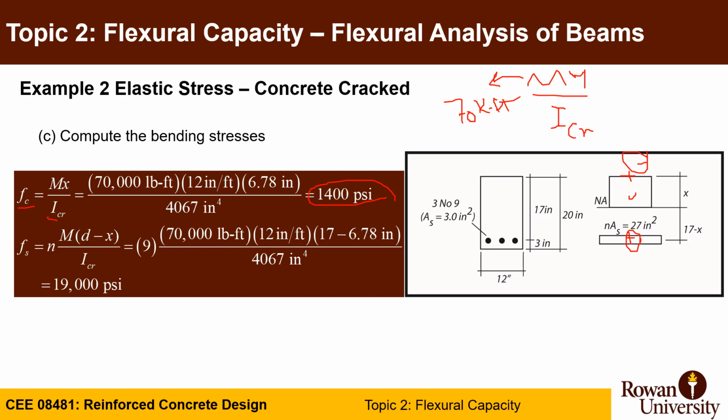If you want to calculate the stresses in the rebar, it's going to be similar. On the concrete side it would be M times (d minus x) divided by I crack, but since now we have to convert it to steel, we have to multiply by n. So n is equal to 9, the modular ratio.